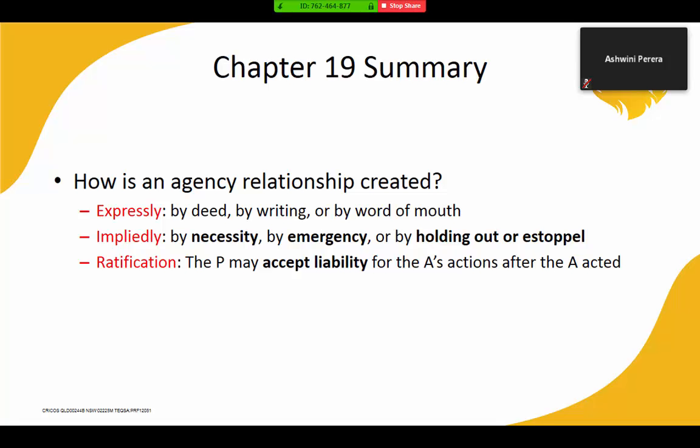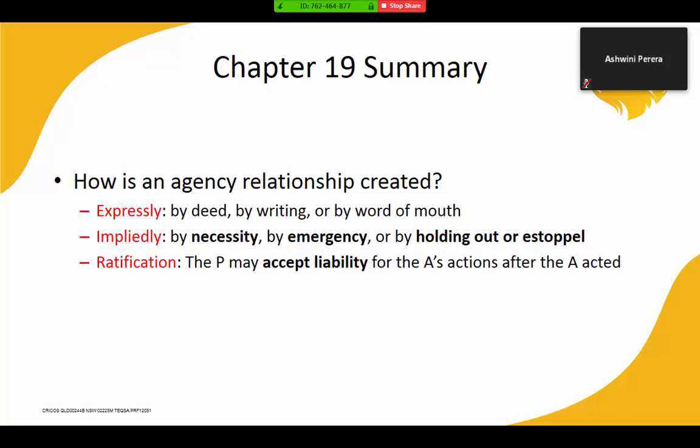So we'll look at some examples. So sometimes we have to create this agency to protect the third party. So we imply it. You remember how we said we imply terms into contracts? Similar idea. You would imply the relationship so that you protect the third party. The last one is really ex post, which means that this happens after the transaction.